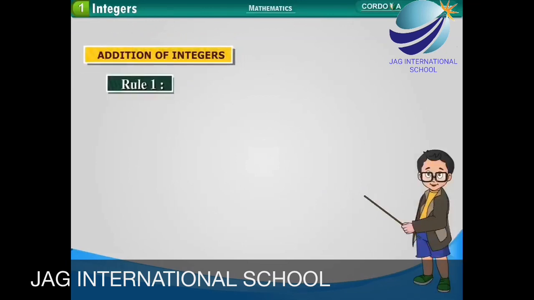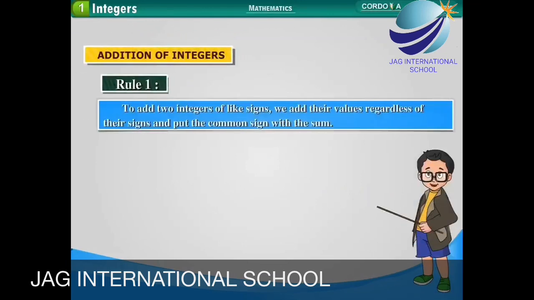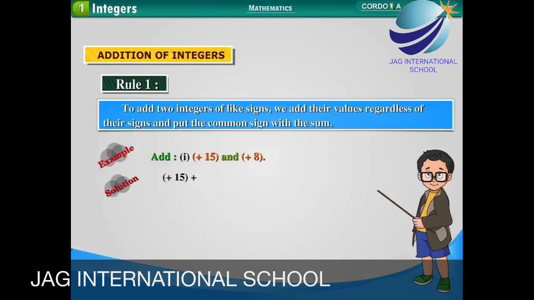Addition of integers. Rule 1. To add two integers of like signs, we add their values, regardless of their signs, and put the common sign with the sum. Example: add +15 and +8. Solution: +15 plus +8 is equal to +(15 plus 8), which is equal to +23. Hence, +15 plus +8 is equal to 23.